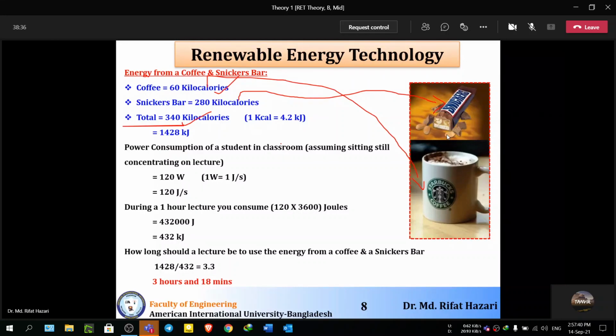Okay. So if you convert, we know 1 kilocalorie equals to what? 4.2 kilojoules, right? So if you convert these 340 kilocalories into kilojoules, it is actually 1428 kilojoules, right? Yes, sir. Is it clear to you? Yes, sir.